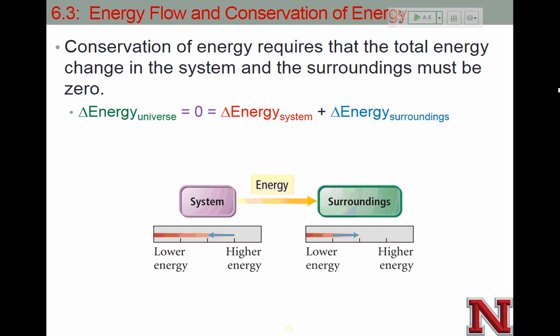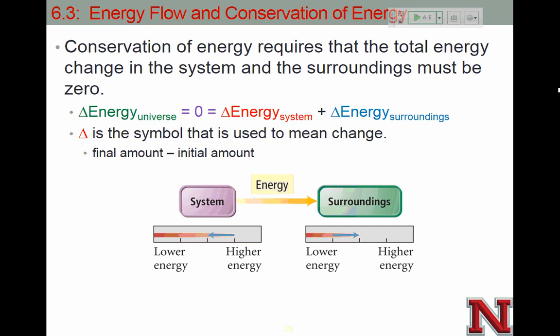And again, matter can't be created or destroyed. So whatever is happening to our system, the equal but opposite thing is happening to our surroundings. And again, delta just means change. That's just our final amount minus our initial amount. And when you see delta in terms of math, that's what we're looking at.